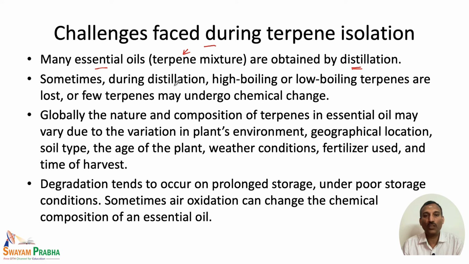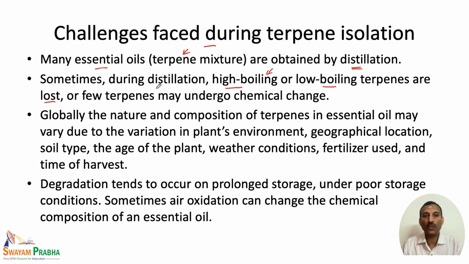But when we do this distillation, since we have a mixture of terpenes, sometimes high boiling or low boiling terpenes are lost, because they may not distill. The low boiling ones may distill even before reaching the distillation temperature, because they are so volatile that we cannot even cool them efficiently to isolate them. So the low boiling terpenes can be easily lost, and the high boiling ones will never distill out because they have a very high boiling point.